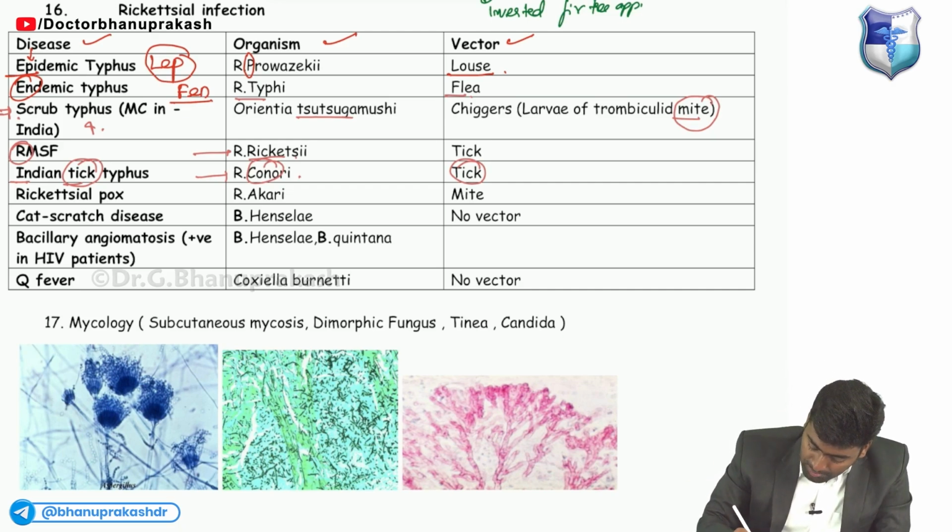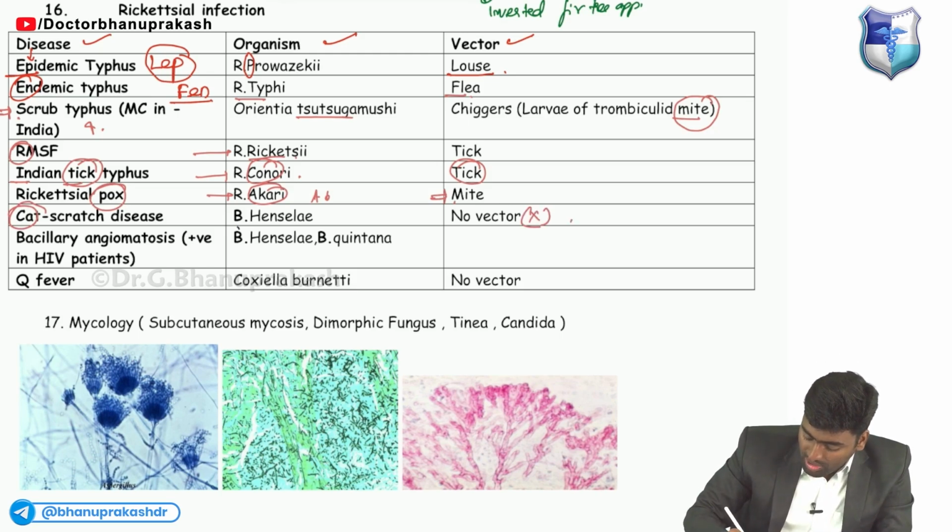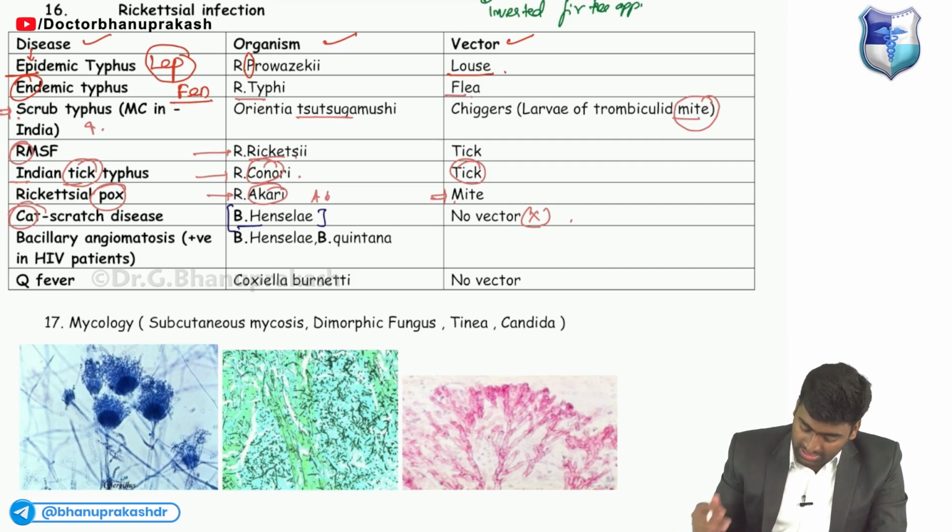And about rickettsial pox, it is caused by Rickettsia akari. So pox also will be caused by this mite. Next, cat scratch disease. It does not have any vector in India. It is caused by Bartonella henselae. Bartonella henselae produces cat scratch disease.